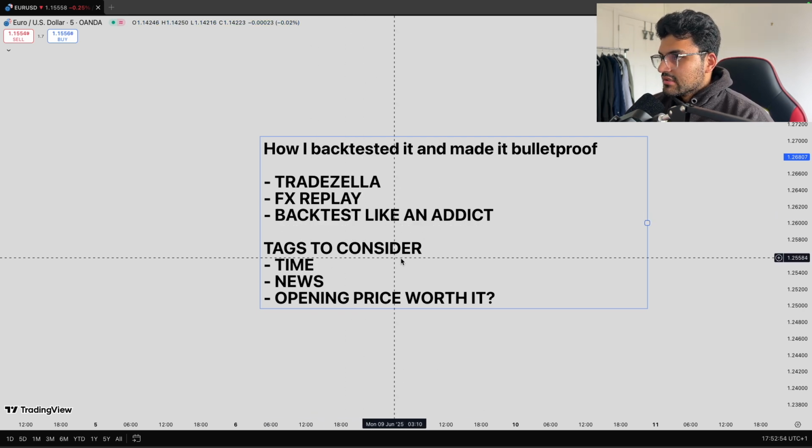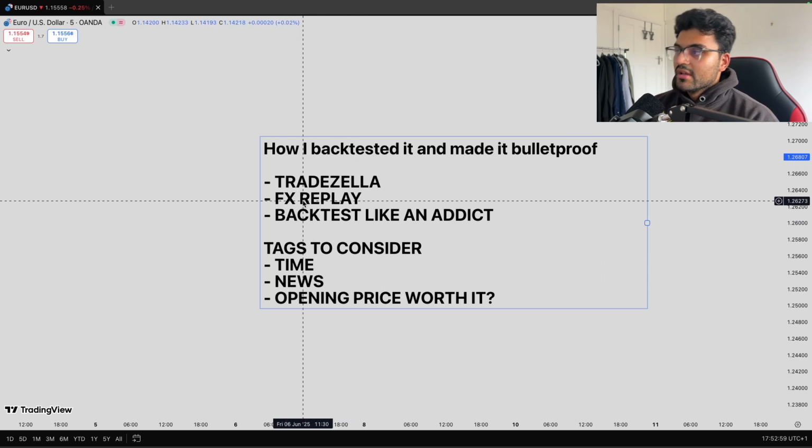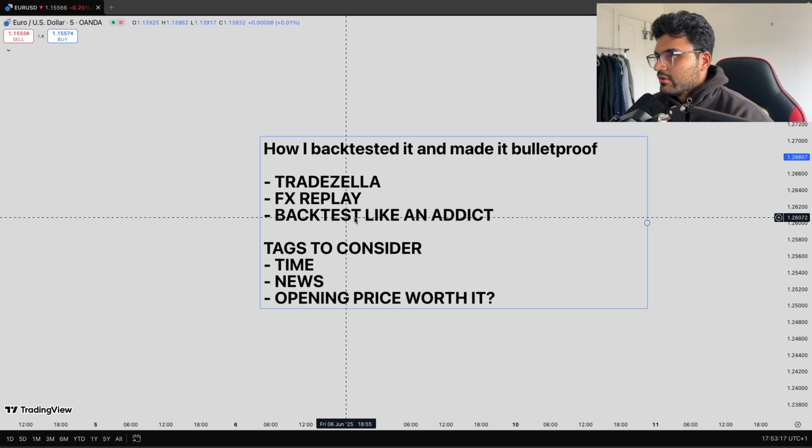So what are the tags to consider? These are tags you want to be adding on TradeZilla and FX Replay to see, okay, when I'm entering at this time, what's the win rate? When I'm trading this news, what's the win rate? Things like that. That's what tags actually help you with. And it's really helped me because, for example, I know that trading on NFP day, I've got like a 30% win rate. So guess what? I scrapped trading on NFP.